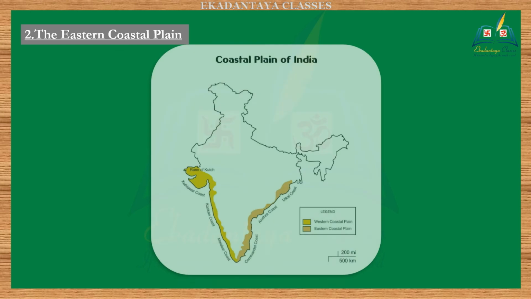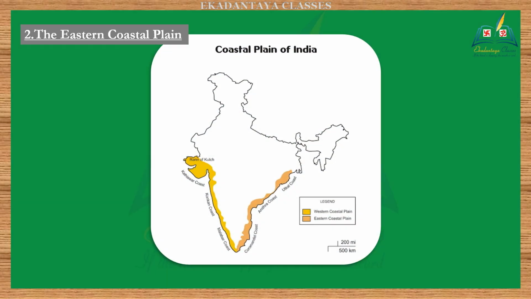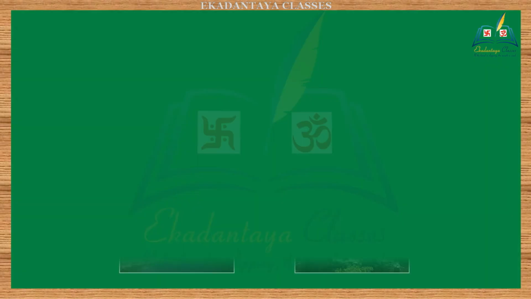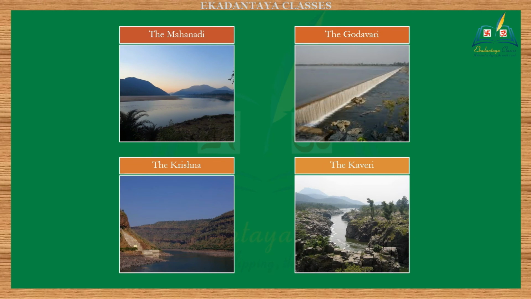The eastern coastal plain. This extends from the north of river Subarnarekha to Kanyakumari. It lies between the Eastern Ghats and the Bay of Bengal. It is broader than the western coastal plain. Many rivers of South India flow across the plain and they have formed deltas, i.e., the Mahanadi, the Godavari, the Krishna and the Kaveri. Traditionally, the eastern coastal plain is divided into two parts: the northern Circars, which lies to the north of river Krishna, and the southern part, which is called Coromandel coast.